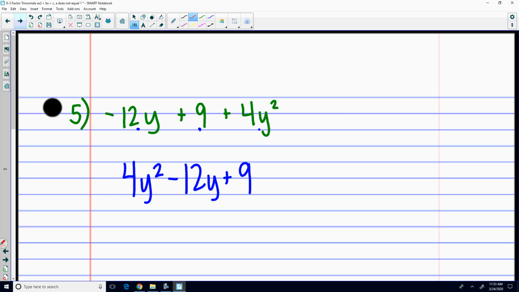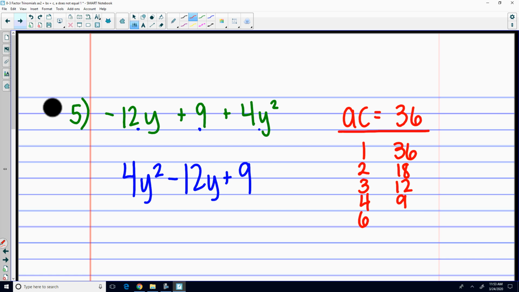So let's find AC. 4 times 9 is 36. All right, positive 36. So let's write some factors of 36. I'd have 1 and 36, 2 and 18, 3 and 12, 4 and 9, 6 and 6.